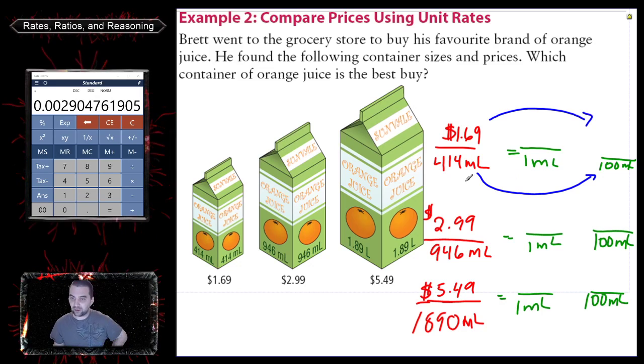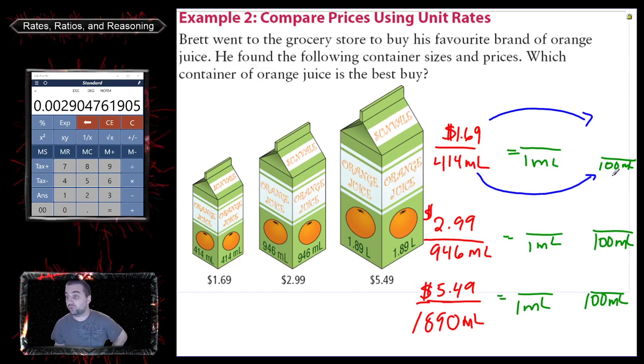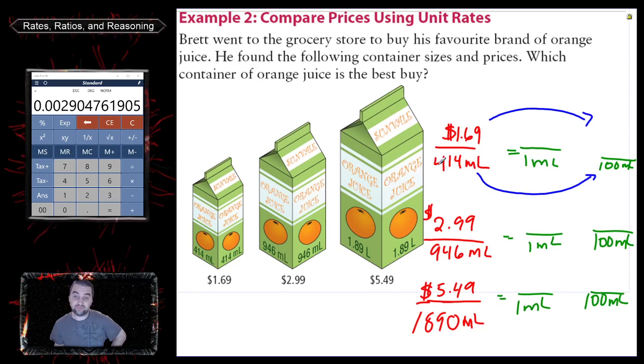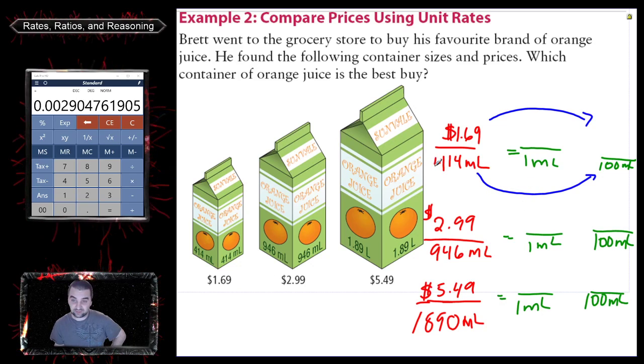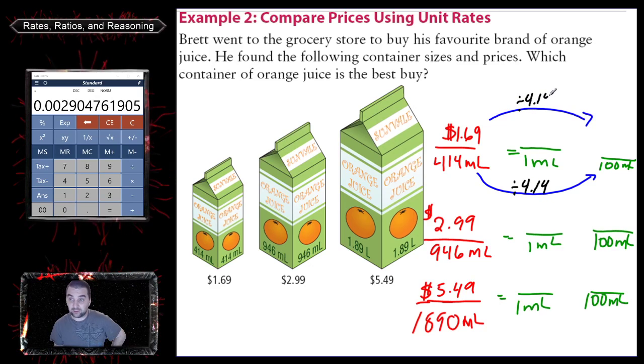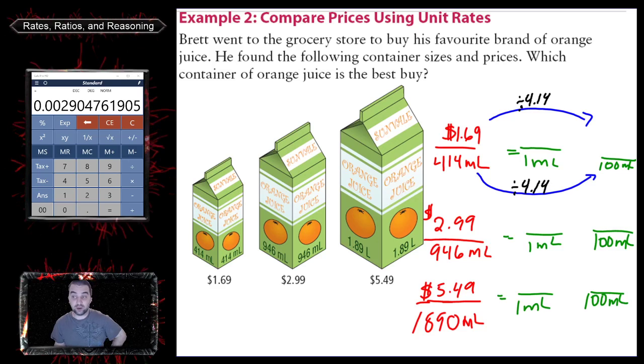But one thing I want to point out is these arrows here that I put, there's a trick. Grocery stores like to show you in 100 milliliters or 100 grams, like I showed you before. The easy way to get there for each of these is just to divide by, in this case, we have 414, so we would divide by 4.14 on both the top and the bottom. The reason I'm doing that is because 414 divided by 4.14 gives me 100.